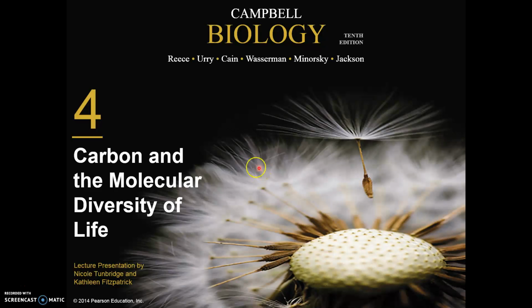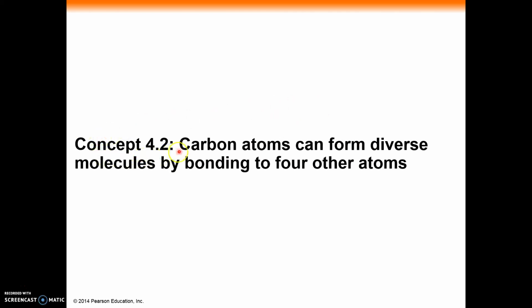Alright, welcome back. We are going to continue our exploration of Chapter 4 of Campbell's Biology. Here we're going into Concept 4.2: Carbon atoms can form diverse molecules by bonding to 4 other atoms. This is a concept that we kind of introduced last time, but now we're going to think about, well, what does that really mean?